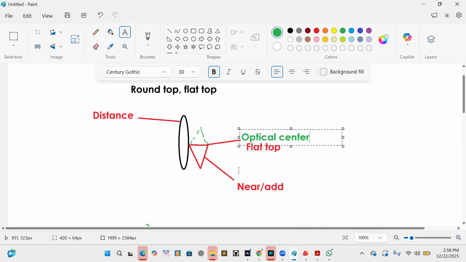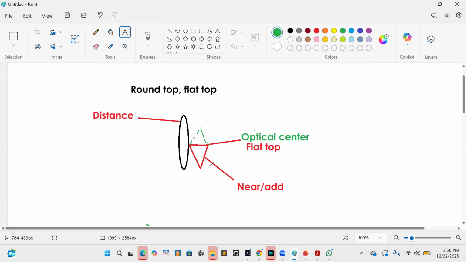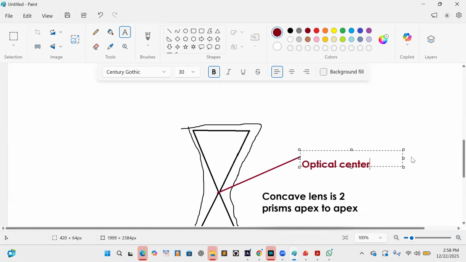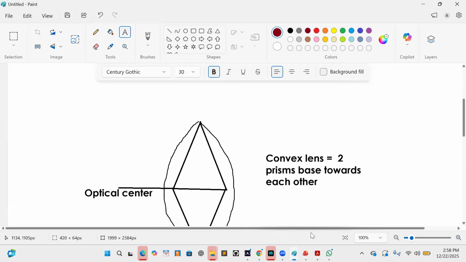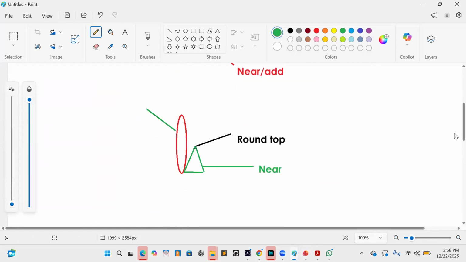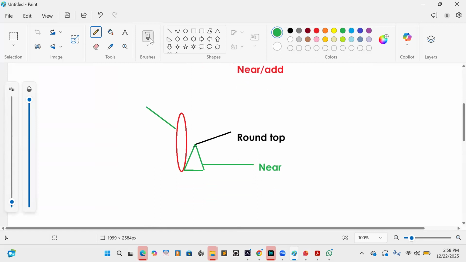Because again, it's where the two halves meet that is the optical center. Remember I said it's here. This is the optical center of the negative lens, and this is the optical center of the positive lens. All right, so let's do the round top. For the round top, if you complete it, you see it's the upper half that is used.